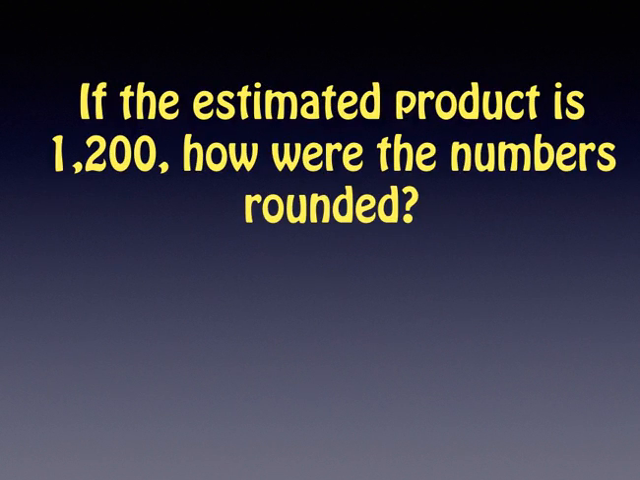What if we had a problem like this? 44 times 37. If the estimated product is 1200, how were the numbers rounded? So think about the original problem, 44 times 37. How were those factors rounded to make the product of 1200?